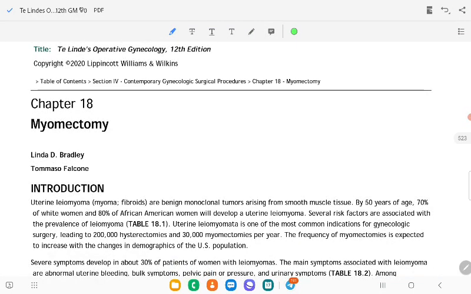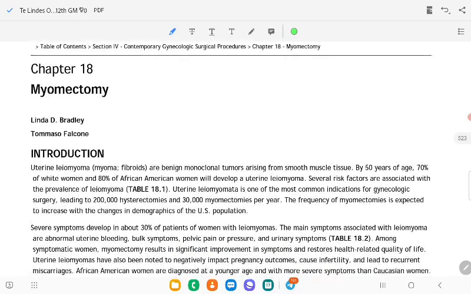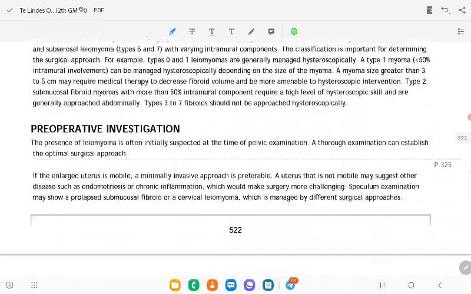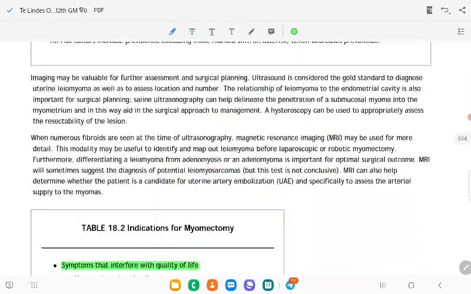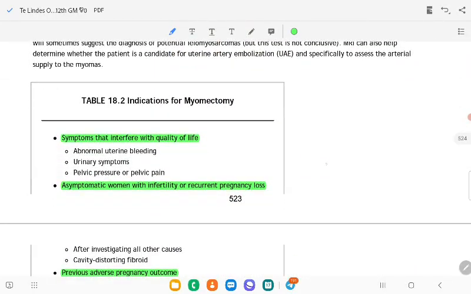Let's talk about myomectomy from Te Linde. What are the indications for myomectomy?